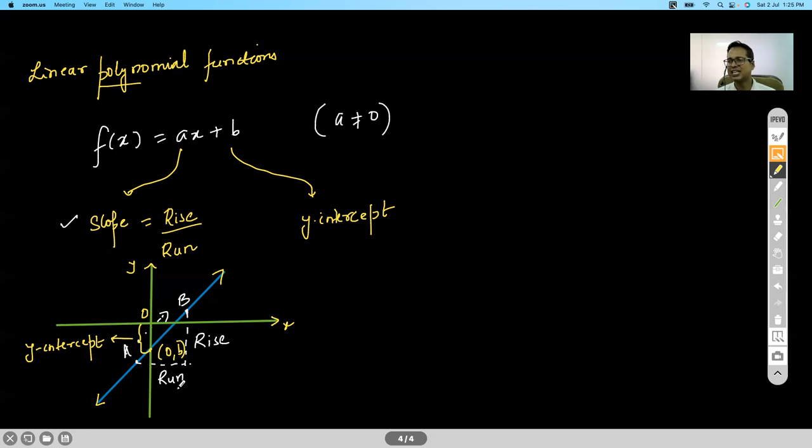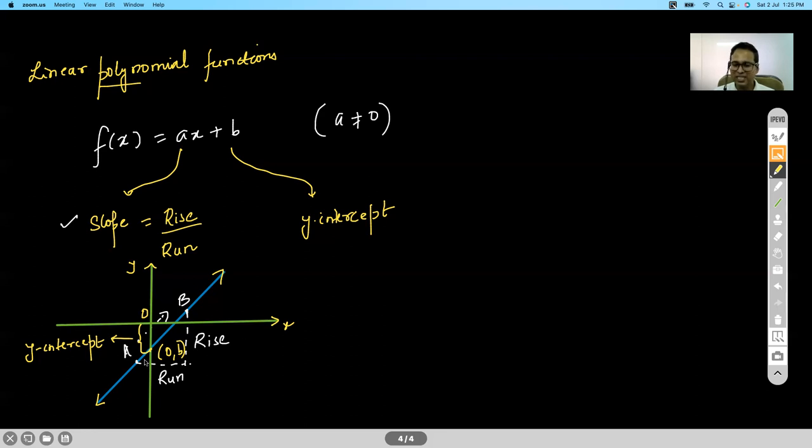Okay. Anyway, it is convenient to you. B is nothing but the directed distance from the origin to the point where the line cuts the y-axis. That is one way of understanding it. Another way of understanding it is the ordinate, or the y-coordinate of the point where the line meets the y-axis. Is that fine? Any questions? Okay.